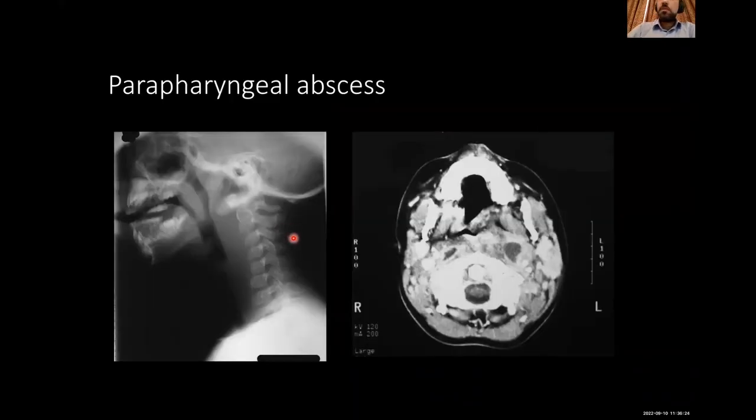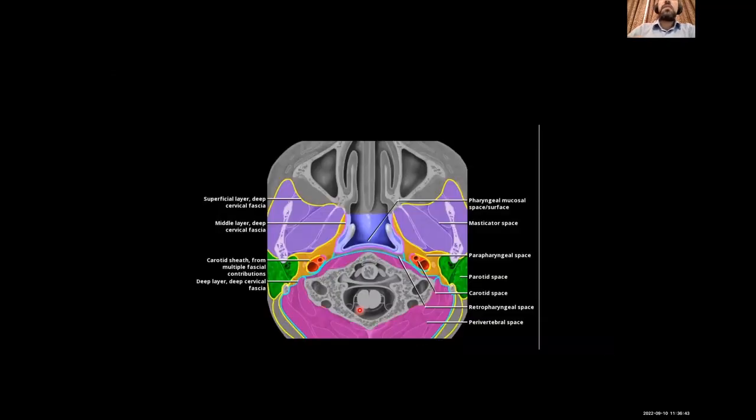This pre-vertebral abscess, retropharyngeal abscess, you will see the main parameter for you is the vertebra. It is more than the AP diameter of this vertebra. So this is a parameter for retropharyngeal abscess. Okay, here it is in the CT, and these are the spaces, which is very important.